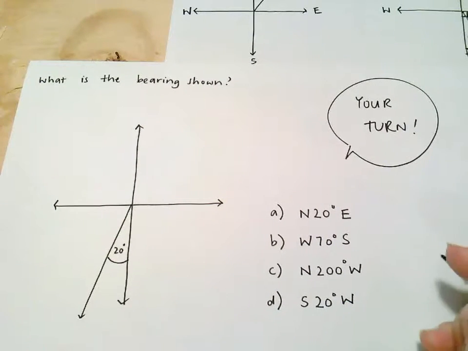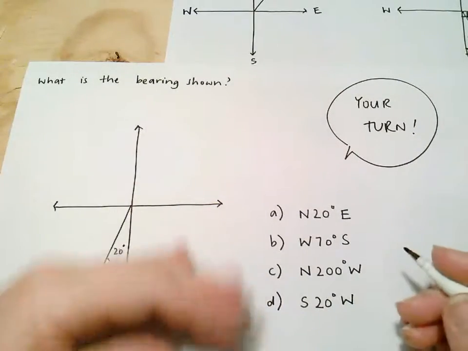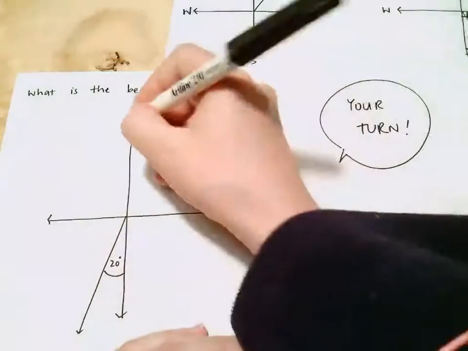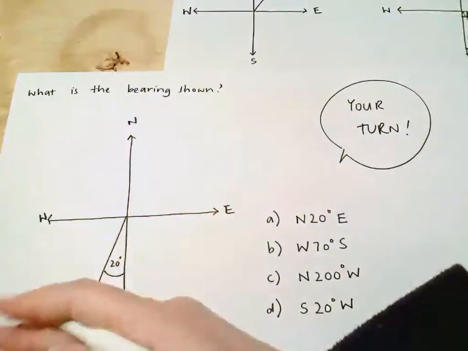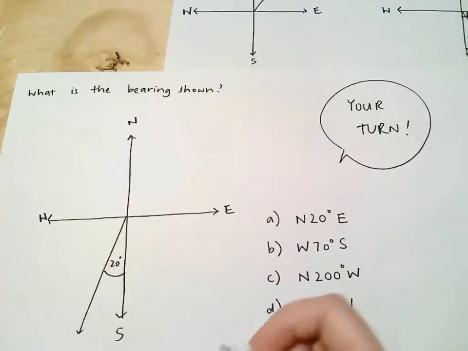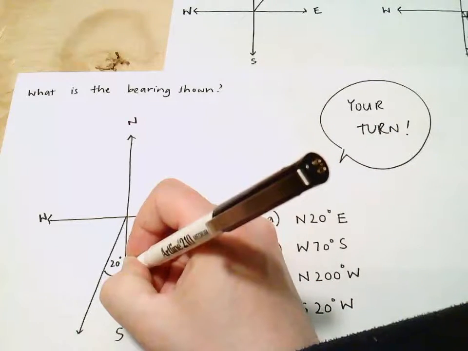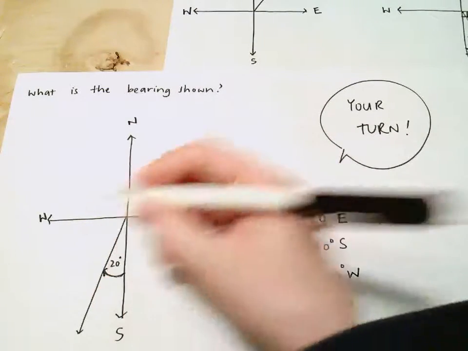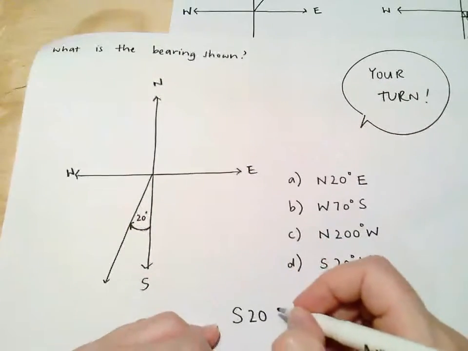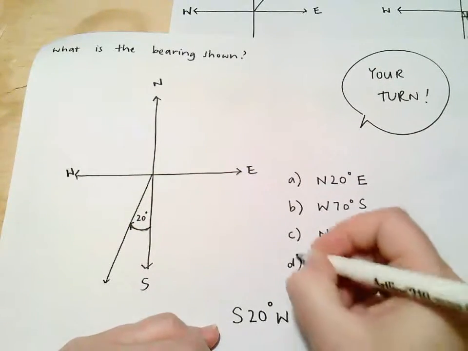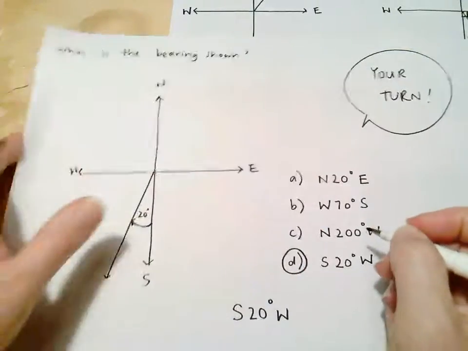All right. Hopefully you worked it out. You worked out it's in the southerly half of my compass, so it's going to be south. And how far off south is it? Well, it's 20 degrees off in the westerly direction. So it's south and 20 degrees to the west. So the answer there is D.